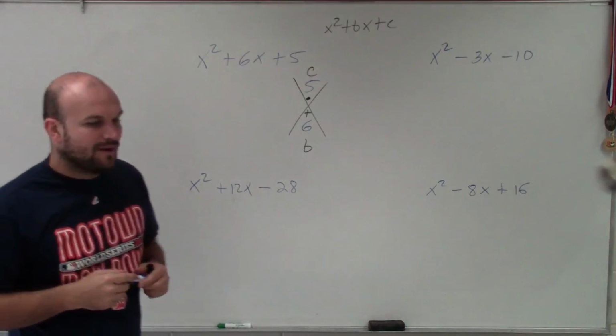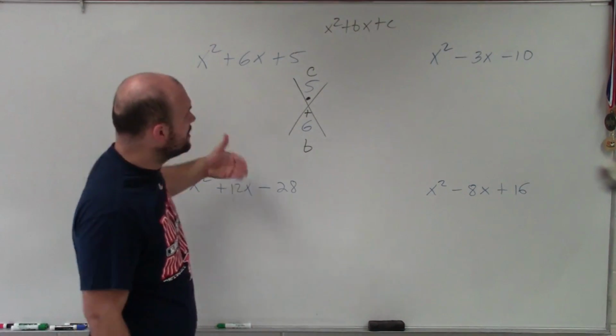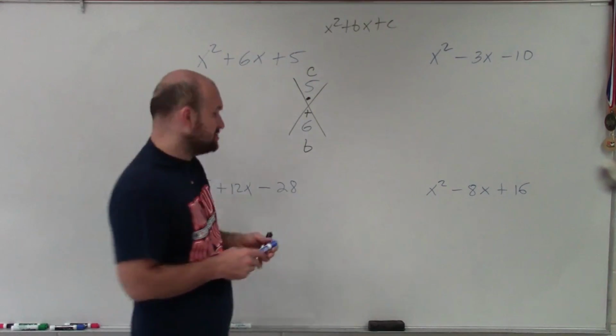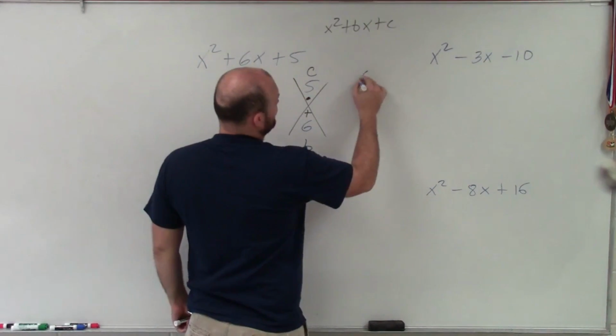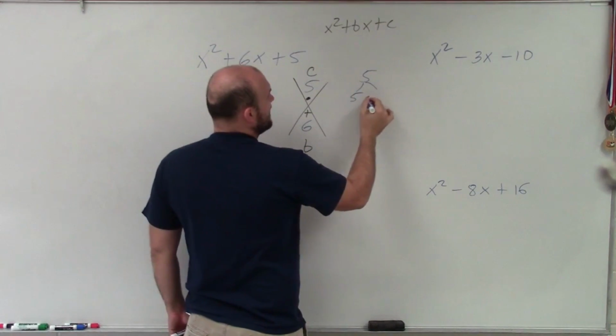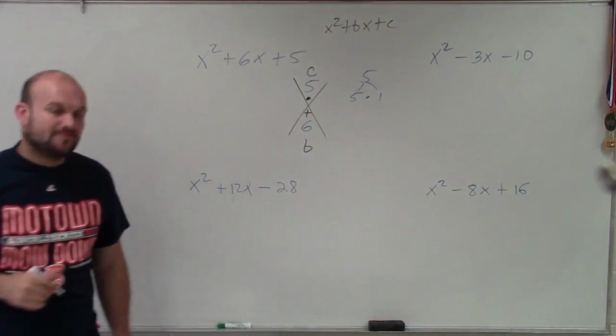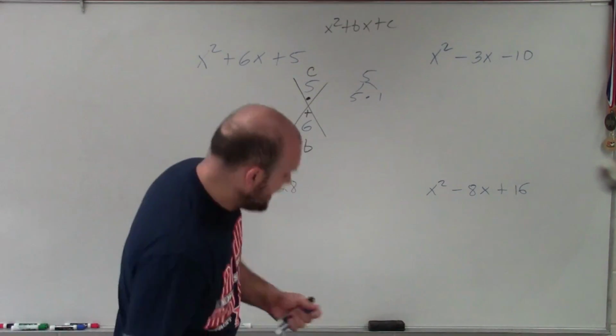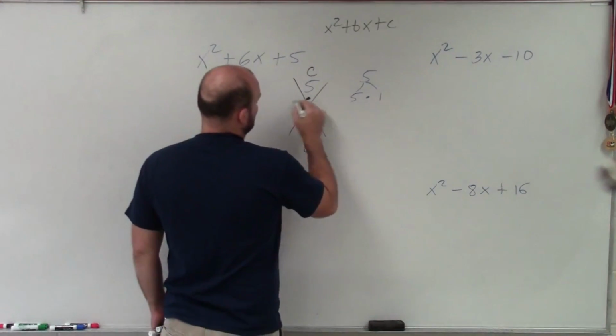Basically what we want to be able to do is say, all right, what two numbers multiply to give us 5, but then add to give us 6? So to do that, we literally just take the number 5, and we say, what are the two numbers that multiply to give us 5? Well, 5 is a prime number, so the only two numbers that multiply to give us 5 are 5 and 1. So then on the sides, we write down those numbers.